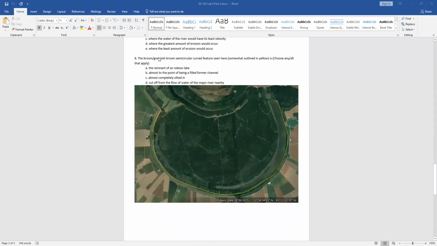Continuing down into number 8, the greenish brown semicircular curve feature seen here, which I've somewhat outlined in yellow, is, okay, so here we go. Choose all that apply. Is it the remnant of an oxbow lake? Is it almost to the point of being a filled former channel? Is it almost completely silted in? And is it cut off from the flow of water of the major river nearby, which is this? That's the flow of water of the major river nearby. And you could tell by the farmland and the periodic white blocks, those are houses and barns. So you get an idea about how big this thing is.